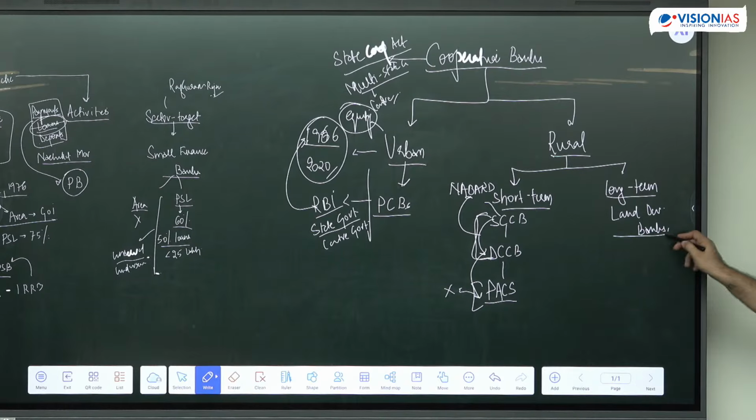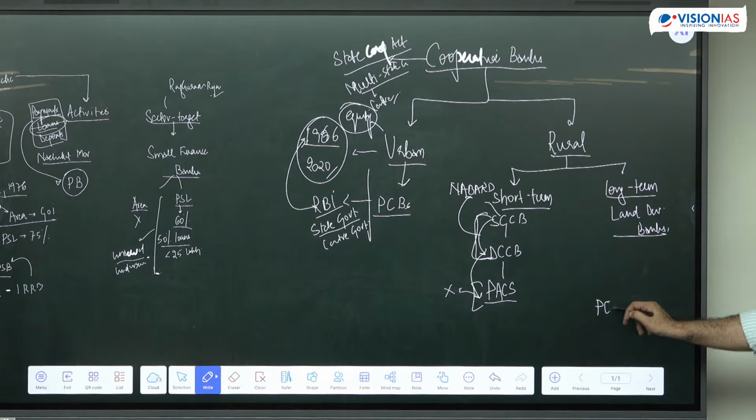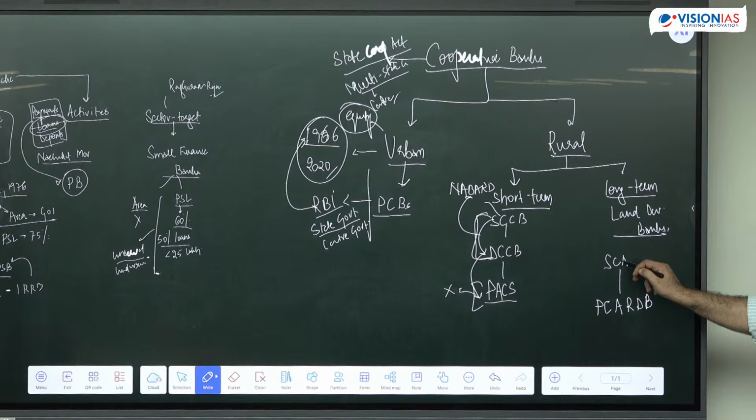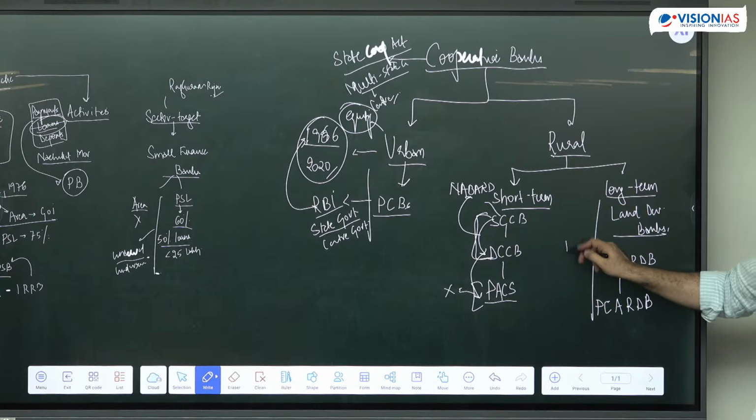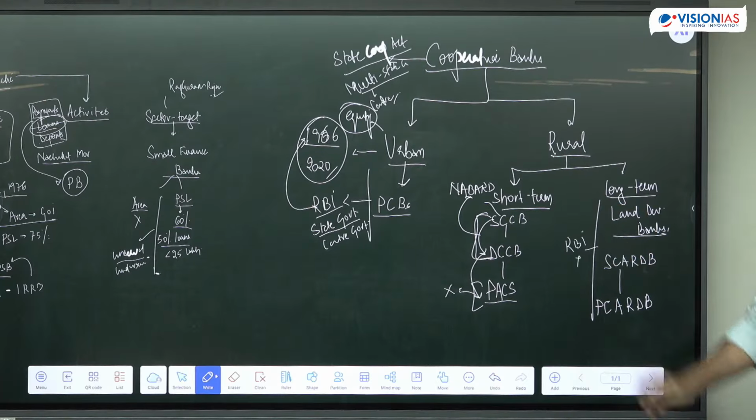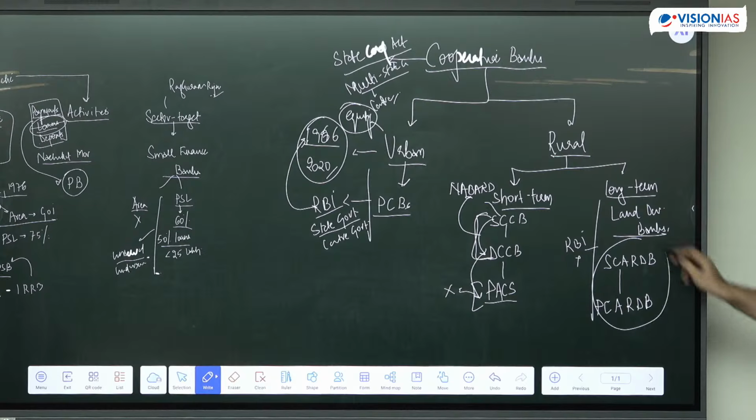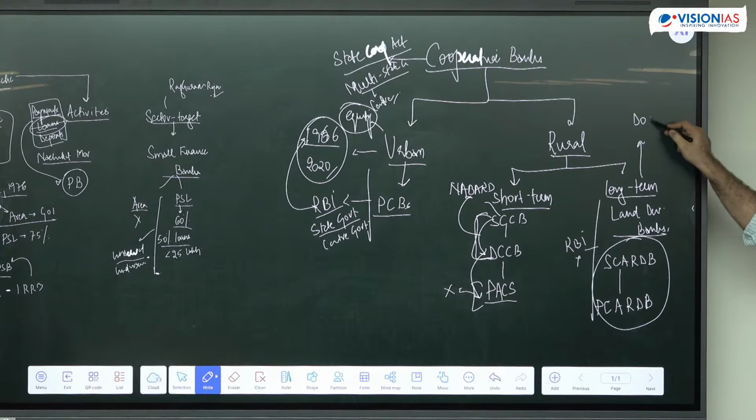For land development banks, there are the primary cooperative agriculture and rural development bank or land development bank, and the state cooperative agriculture and rural development bank or land development bank. What is peculiar about this? These are not included under RBI. Why? Because these 2 structures do not accept deposits.